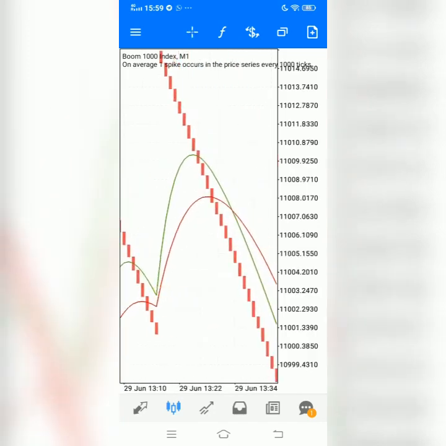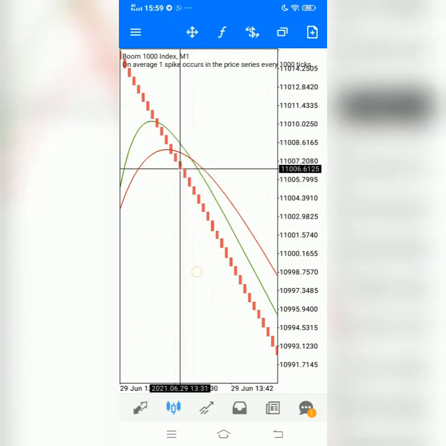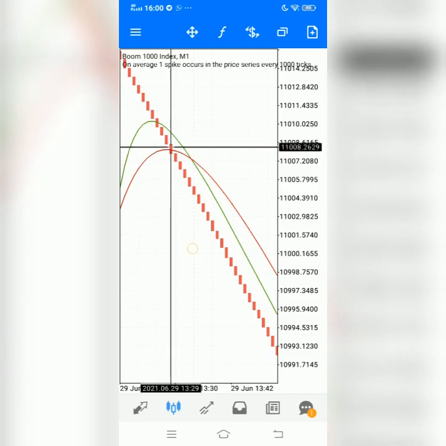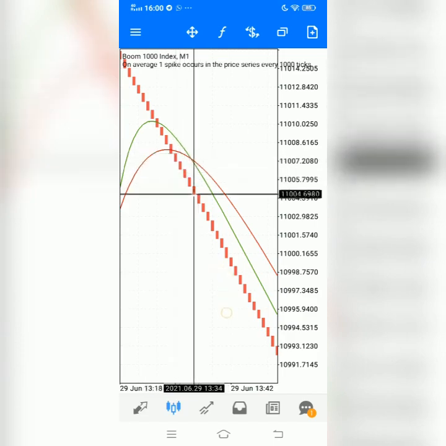And then over here, what happened over here? The moving averages crossed. Okay, so you would have taken your first entry here because the green touched the red candle. Your second entry would have been over here. The red moving average touched the red candle. And then 1, 2, 3, 4, 5. So over here, you would have closed your trade.